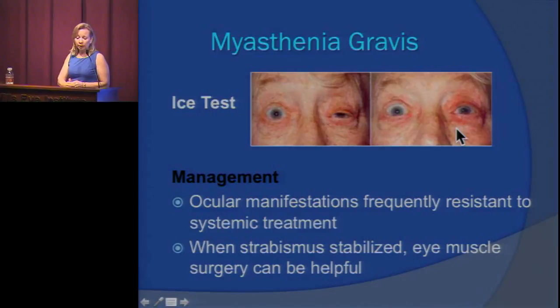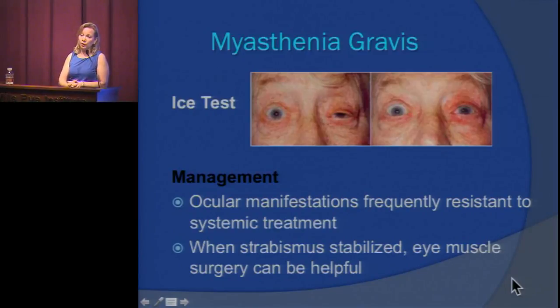Management would mean that the ocular manifestations are frequently resistant to systemic treatment, especially in solely ocular myasthenia. When strabismus is stabilized, eye muscle surgery can be helpful. And you will get a lot of critiques from the neurologist when you're doing surgery on myasthenia patients: "Oh, why is she doing this?" But when you've maxed out all your other options, it's actually a very successful surgery. Remember, you're waiting until the myasthenia stabilizes. You're treating them with prisms the whole time until the prisms become unacceptable.